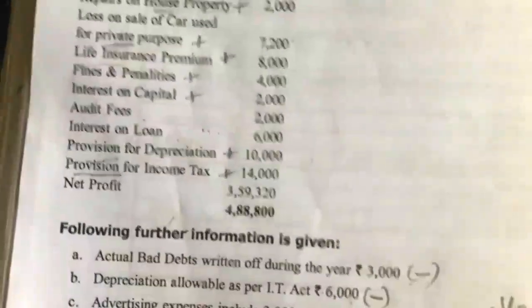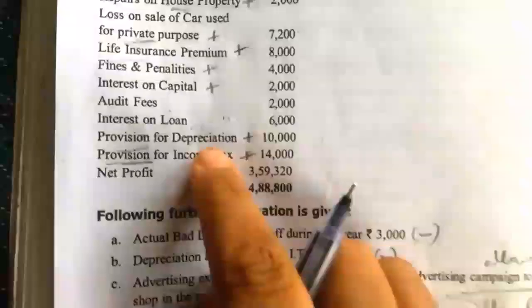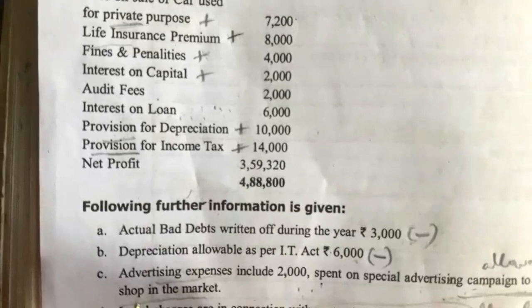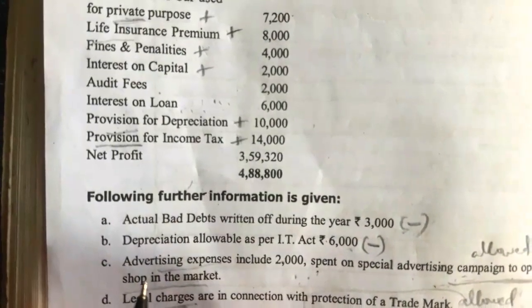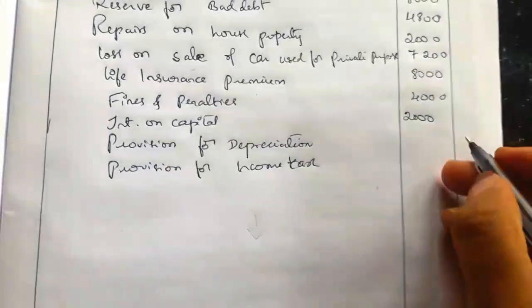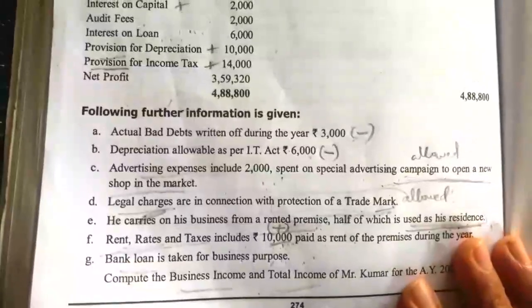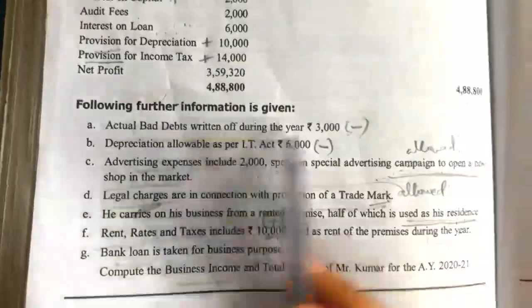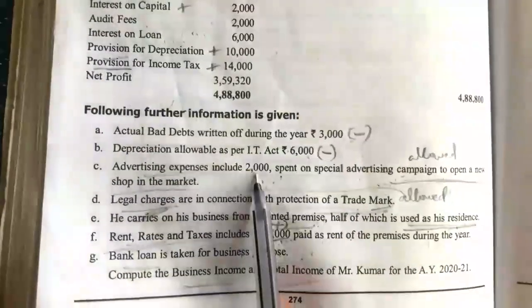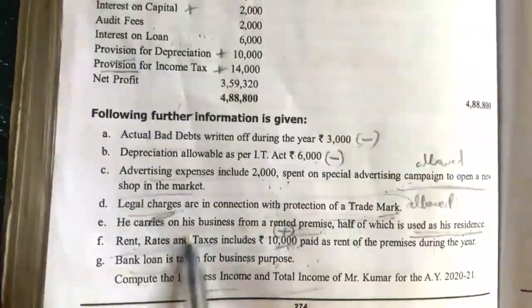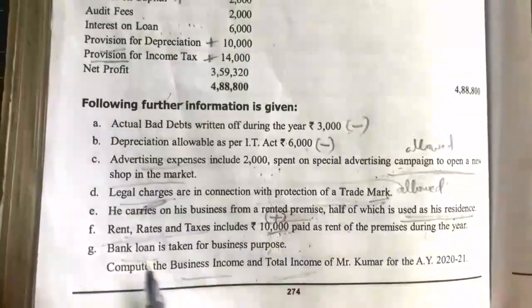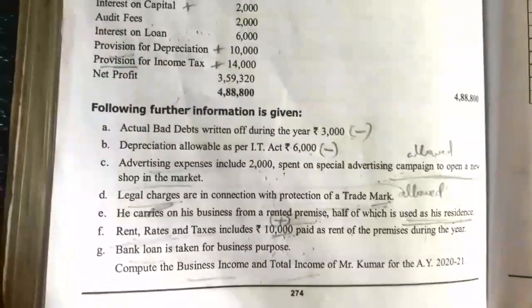Next, audit fees are allowed. Interest on loan: here the loan is taken for business, so interest paid on the loan is also allowed. Provision for depreciation and provision for income tax are disallowed. So provision for depreciation is 10,000, provision for income tax is 14,000. That is over. On the debit side, all the expenses are over. We have to check again the additional information for any disallowed expenses. Advertisement expense over. Legal charges over. Rent paid for residential purpose is disallowed. Bank loan also over. So all the disallowed expenses are over.